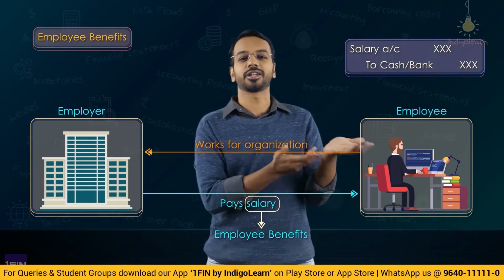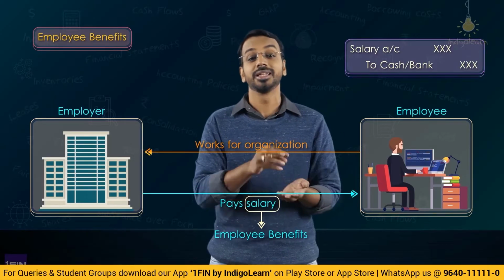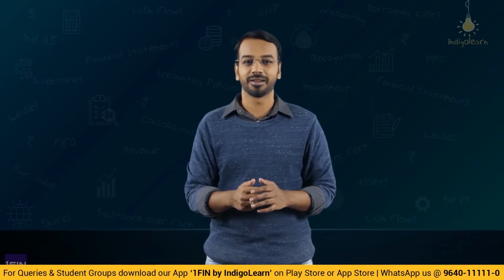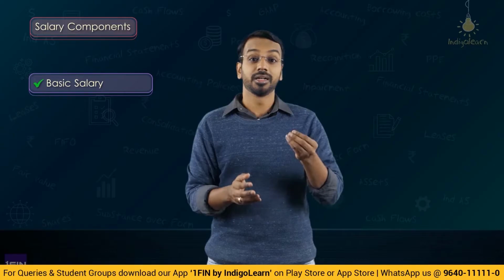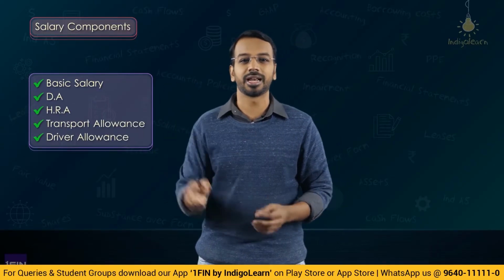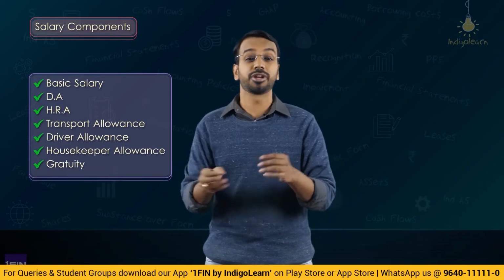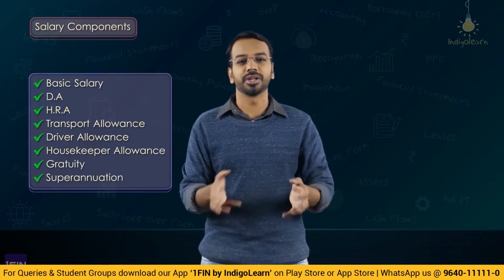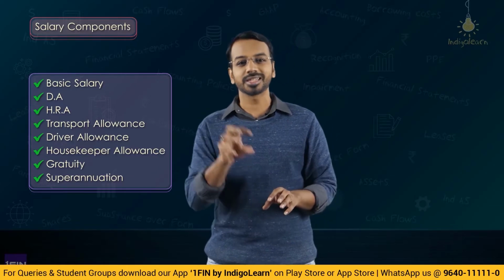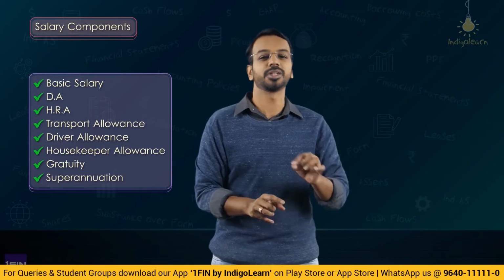Salary account debit to cash or bank. I wish it was so simple, but there are lots of aspects to these employee benefits. If you can recall, what you learned in your income tax at your CA inter level, income under the head salaries, there were so many components as a part of salary. Not only basic salary, you had dearness allowance, you had house rent allowance, you had transport allowance, you have driver allowance, housekeeper allowance, you had gratuity, superannuation, so many components as a part of the salary. And that is where breaking down these components, understanding these components and how to account for them becomes very important.